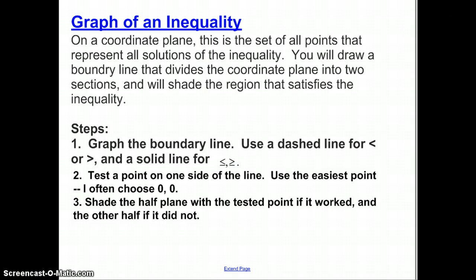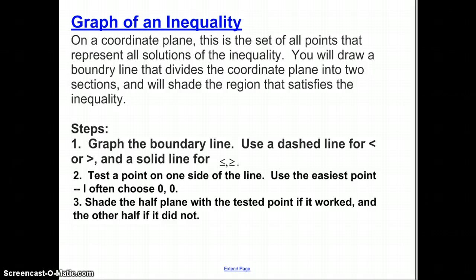The graph of an inequality is on a coordinate plane, and it's the set of all points that represent all solutions of the inequality. First, you draw a boundary line that's going to divide the coordinate plane into two sections, and you'll shade the region that satisfies the inequality, that holds all the solutions. So there are three steps here. The first is to graph the boundary line. You're going to use a dashed line for a less than or greater than, and a solid line for a less than or equal to or a greater than or equal to.